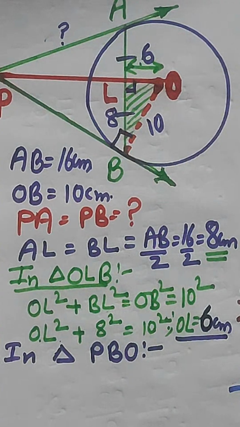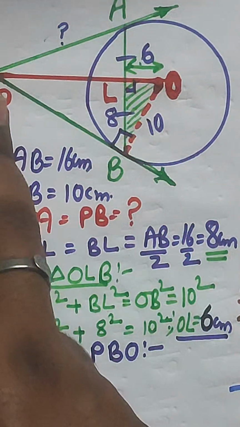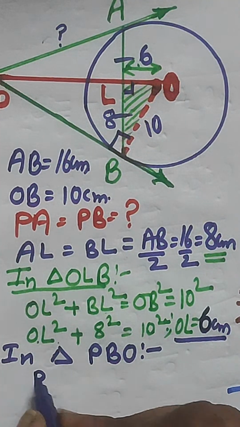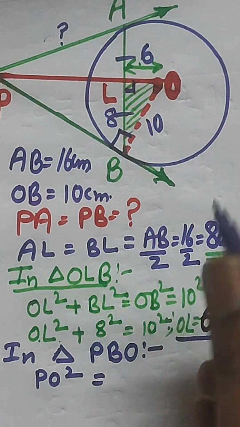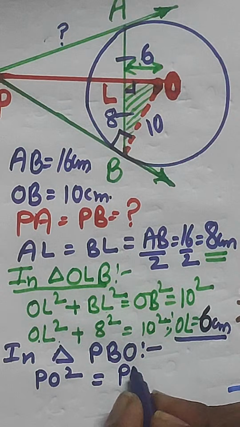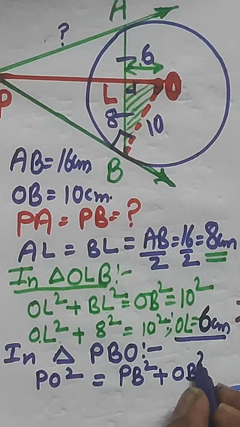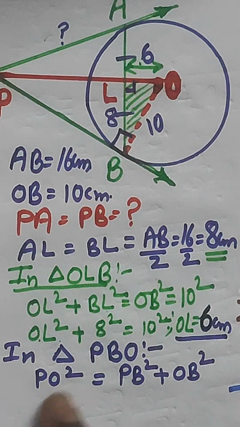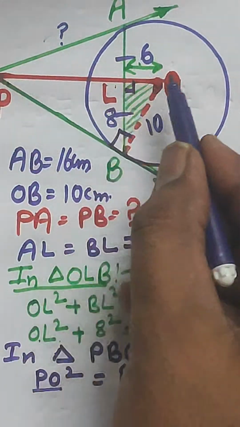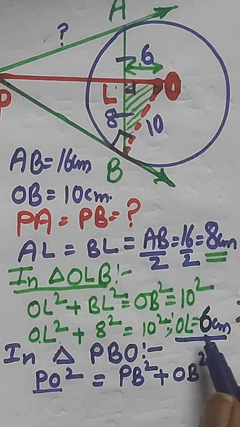PBO. In triangle PBO, we can write PO square equal to PB square plus OB square. PO can even be written as PL plus OL, and we know the length of OL, right?